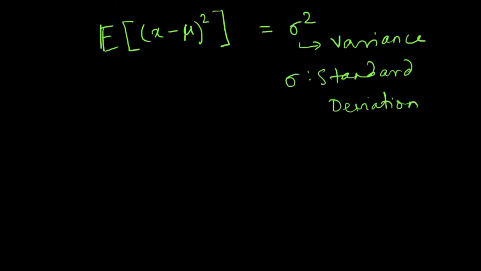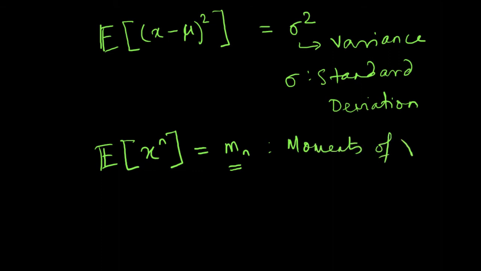So now if you take any other higher power of x and you find its expectation value, that is denoted as small m_n, and these are the moments of the random variable capital X. Now if you want to find all these moments, it's a very cumbersome process because n is an integer. It can be 0, 1, 2, 3 up to infinity. So you have an infinite number of moments. And if you want to find all the moments of the random variable X, that will be practically impossible because you have to compute this integral an infinite number of times.